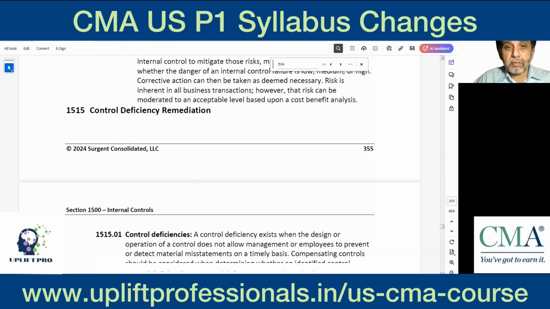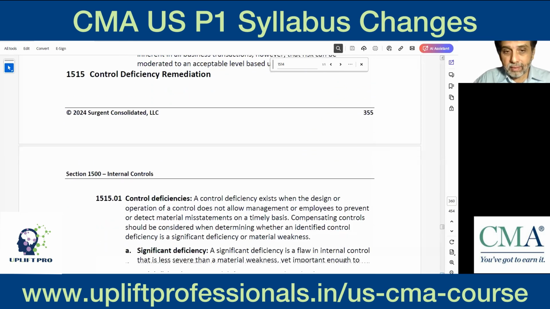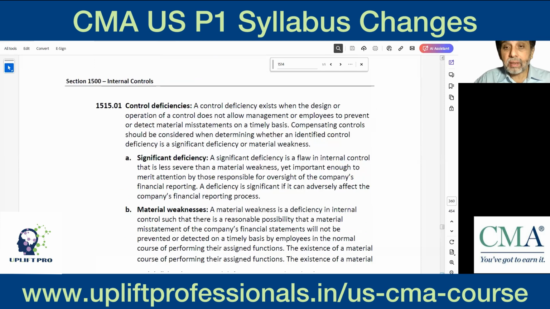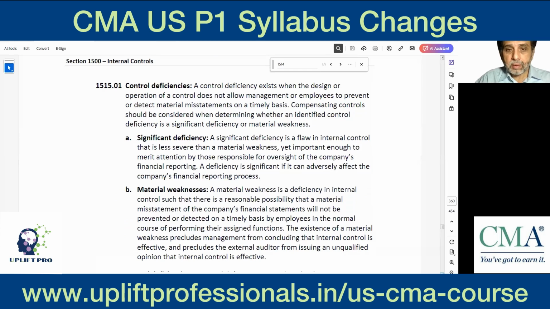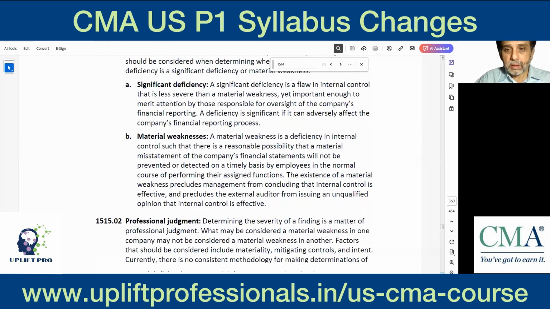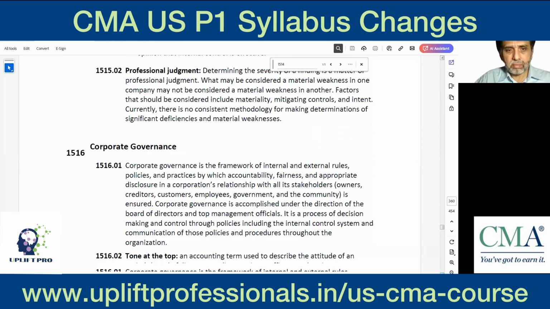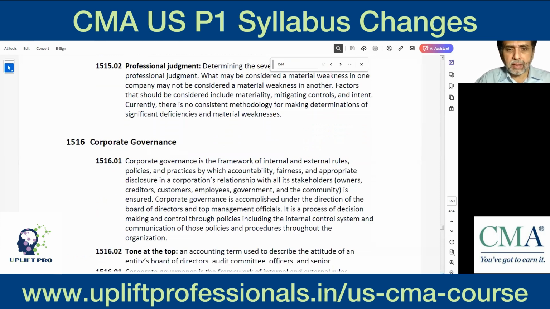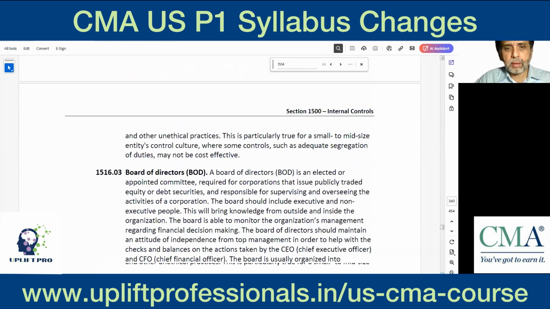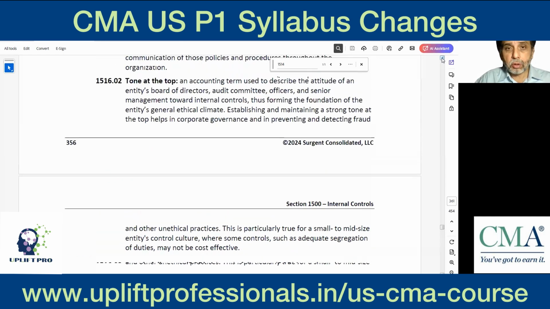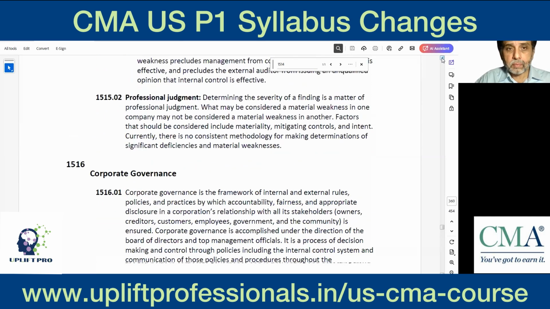And control deficiency remediation. How do you correct significant deficiencies? That's also mentioned. The theory part is here. Material weakness, professional judgment, and then that's it. That's all, that's the addition. Remaining is corporate governance, etc., tone at the top. All that is there in the old syllabus as well. So this is the new part which you have to go through.